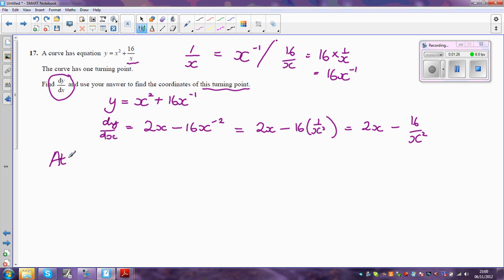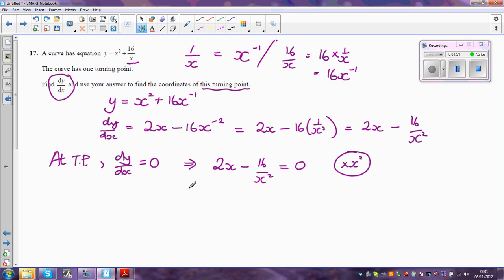Okay, what we've got to do now is find the turning point. And remember, a turning point is a point on the graph where the gradient, and remember the gradient is just dy by dx, is equal to 0. In this case, we know that dy by dx is 2x minus 16 over x squared. So 2x minus 16 over x squared is equal to 0. First thing I'm going to do here is multiply by x squared. Okay, and I'm going to multiply everything by x squared, including the 2x. So 2x multiplied by x squared is just 2x cubed. 16 over x squared multiplied by x squared is just going to give me 16, and that's equal to 0.